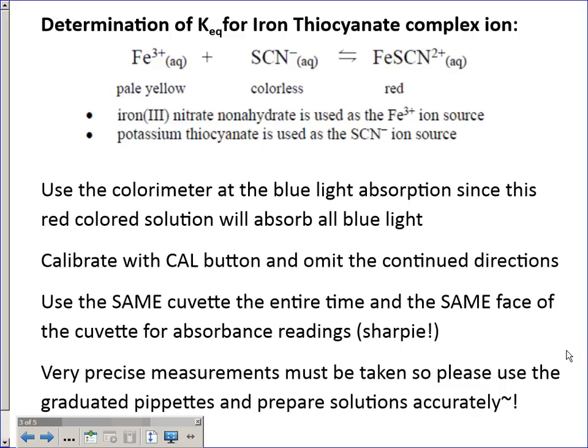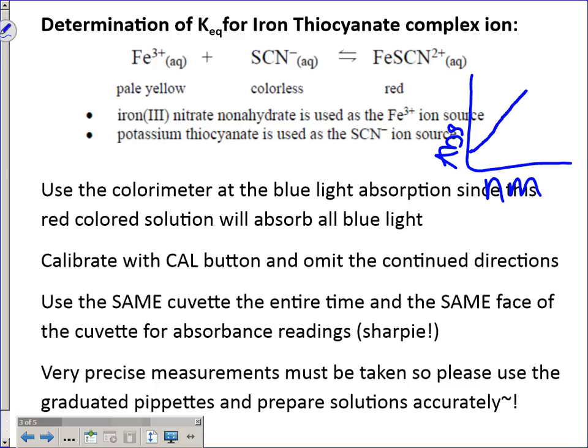Red is a color that's opposite of blue on the color wheel. Normally I would have an absorbance graph for you guys like this, meaning nanometers down here with the wavelengths and absorbance here. And I would say, oh guys, okay, here's the absorbance at different wavelengths.